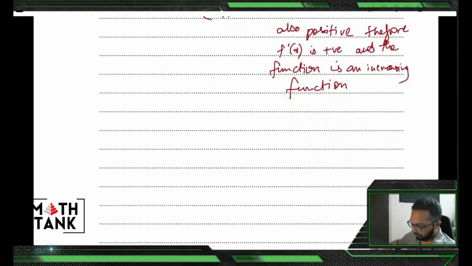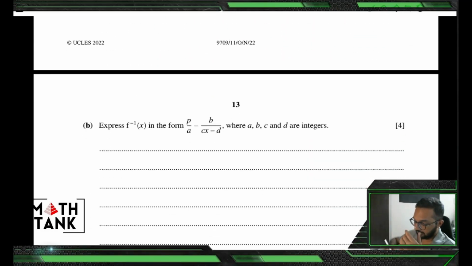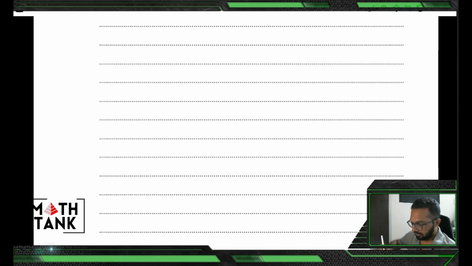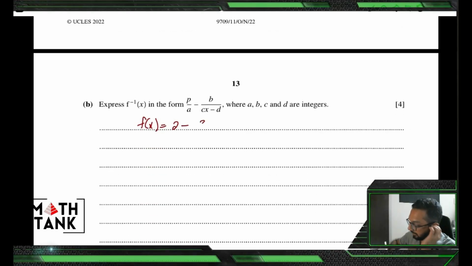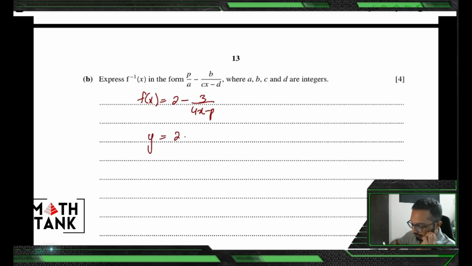Then in the next part it says express f inverse of x. Let me just first write down f of x again, so that I don't make a mistake. 2 minus 3 over 4x minus p. It says write it in this form where a, b, c, d are integers. Okay, so y, so I get 3 over 4x minus p equals 2 minus y, and then cross multiplying that gives me 3 over 2 minus y, 4x minus p.